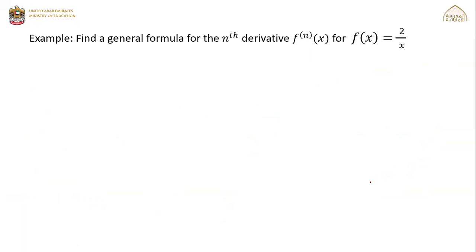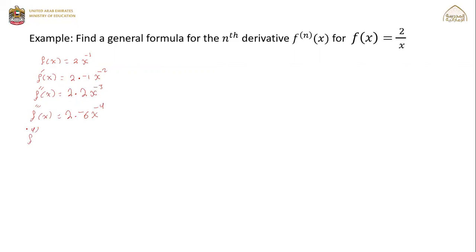Find a general formula for the nth derivative f to the power n of x, the nth derivative for the function f of x equal 2 over x. Now, f of x, I will write it as 2x to the power negative 1. The first derivative is 2 times minus 1 x to the power minus 2, because minus 1 minus 1 is minus 2. What about the second derivative? For the second derivative, I will keep 2 here. Minus 2 times minus 1 is 2, x to the power negative 3. The third derivative is 2, negative 3 times 2 is negative 6, x to the power negative 4.